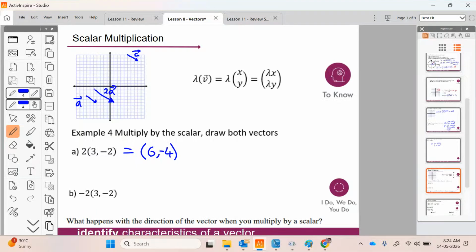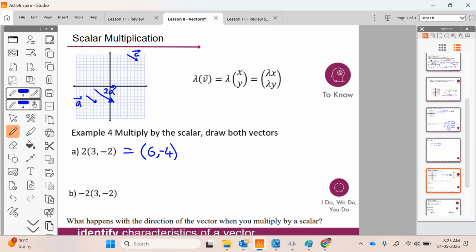Notice it's going to be parallel to the vector a. Multiplying by a scalar is not going to change the direction it's flowing in. It's just going to change the magnitude. It's not going to change the angle. Look how they're parallel. No matter where I place the vector 2a, it's going to be parallel to all of the vector a's. That's an important idea about vectors.